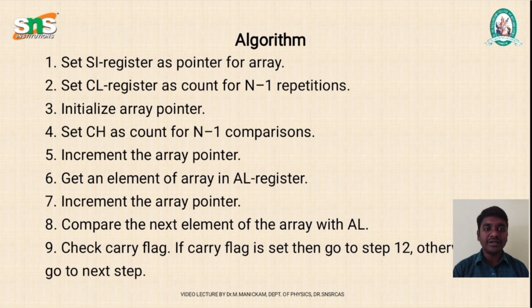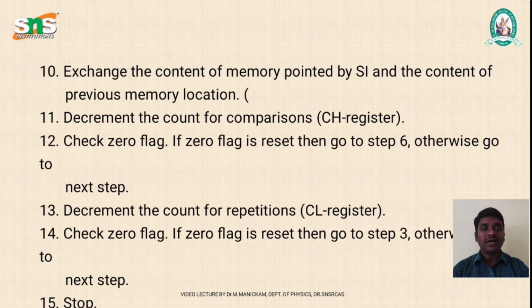Then the fifth step, increment the array pointer, then get an element of the array in the AL register. So first we increment the array pointer, then we get the data in the AL register. Continuously we are fetching the input data in the AL register, then incrementing the array pointer, then comparing with another data, then checking the carry flag, then exchange or increment, then checking the zero flag, then decrement, and again checking the zero flag. If it is not completed, it will repeat the same steps.